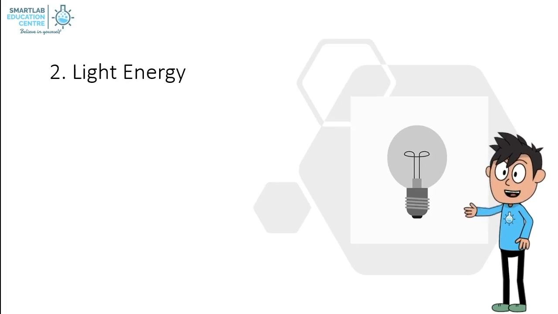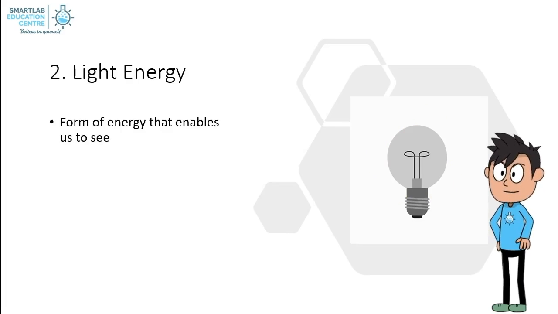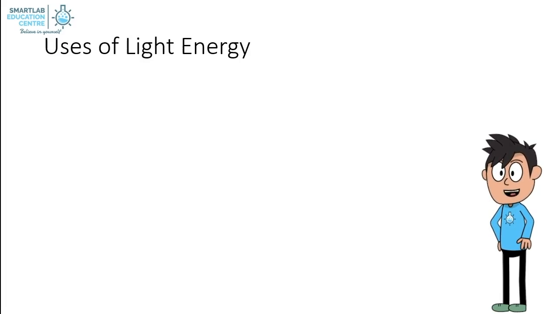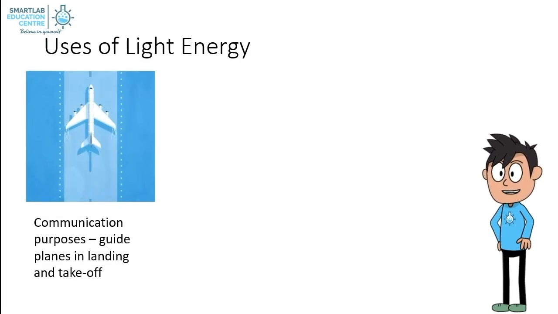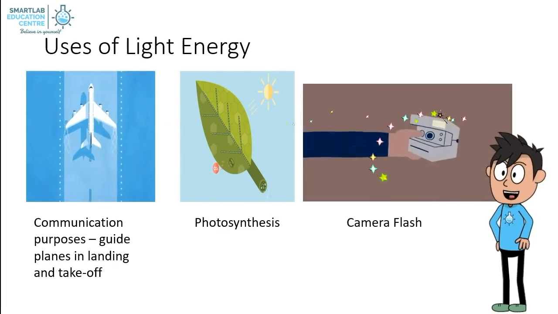Second, we have light energy. It is a form of energy that enables us to see. The Sun is the main source of light energy on Earth. Uses of light energy. It is used for communication purposes, such as guiding planes during landing and takeoff. It is needed during photosynthesis and in camera flash.